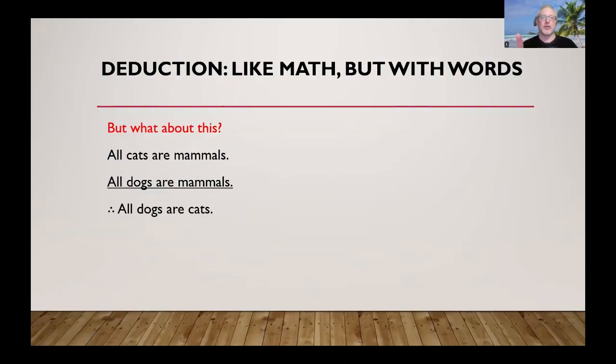But now consider this. All cats are mammals. All dogs are mammals. Therefore, all dogs are cats. Uh-oh. Something seems to have gone wrong. Can anyone tell me what it is? Going once? Going twice? Sold. The order of the terms is different in this one.